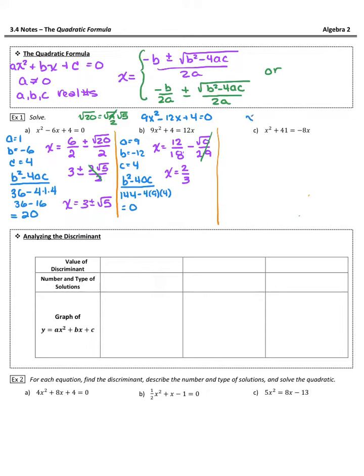So again, first thing we have to do is set it equal to 0. So x squared plus 8x plus 41 equals 0. So we have a is 1, b is 8, c is 41. So when I go to do my discriminant, I have b squared is 64 minus 4 times 1 times 41. So 64 minus 4 times 41 is 164. So this is going to equal a negative 100.